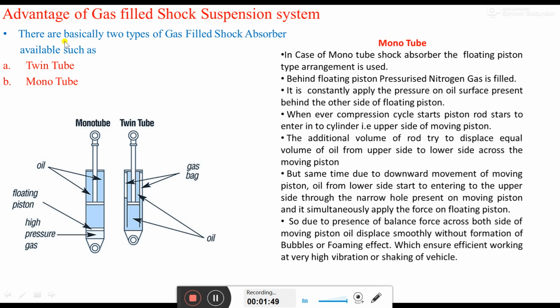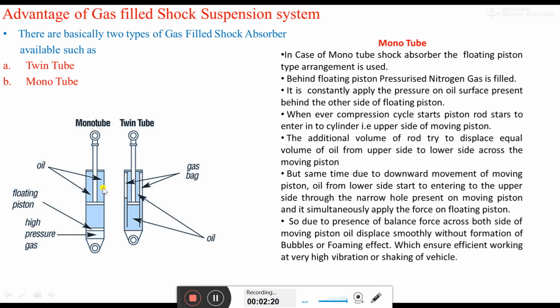Okay, so basically there are two types of gas filled shock absorbers. One is a twin tube and one is a monotube. So this is a monotube and this is a twin tube. First of all, this is the twin tube. This is completely steel, and we are using oil and nitrogen gas in it. There is only nitrogen, so we do not allow air or a mixture of gases to enter it. Both types of suspension system are completely sealed.